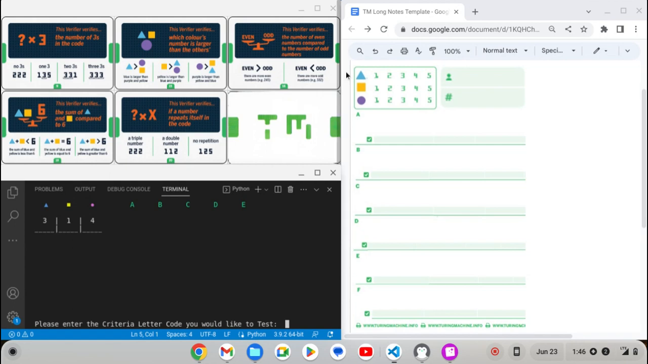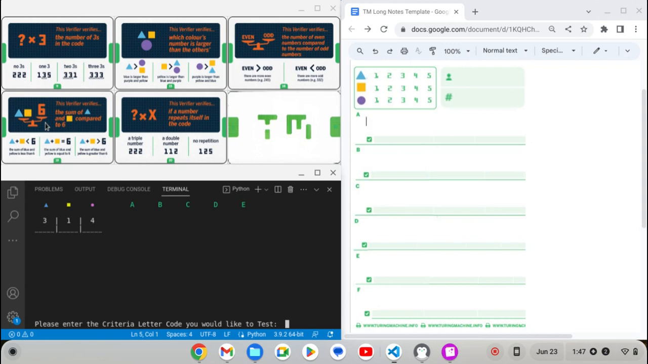Criteria card B looks at our 3-digit solution, triangle, square, circle, and will let us know which one's the absolute largest. Should triangle be the absolute largest? Should square be the absolute largest? Or could circle be the absolute largest? Criteria card C again looks at our 3-digit solution and will let us know a little bit about the ratio of even to odds. So should there be more even than odds? Should there be less even than odds?